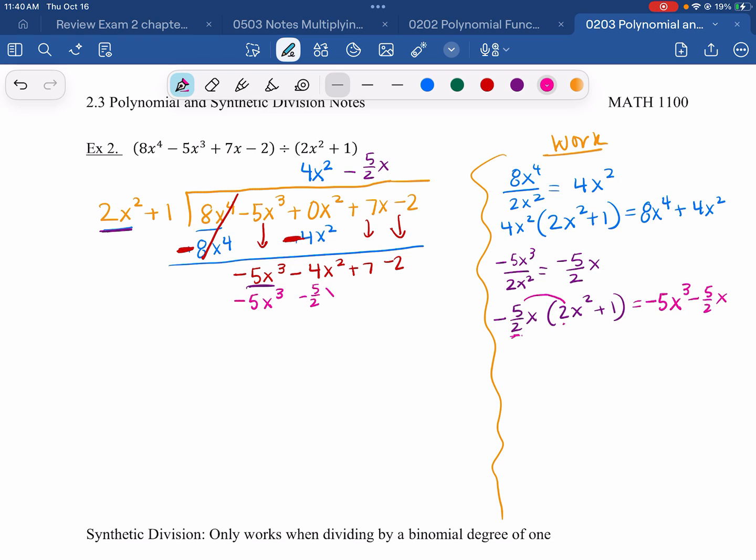Oops, it doesn't go there. I lost an x here. Erase. Goes there. I put my x back.